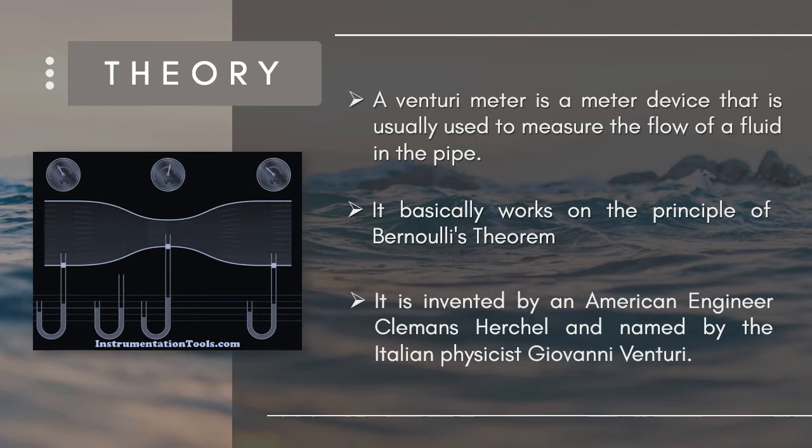The Venturi meter was invented by an American engineer, Clemens Herschel, and named by the Italian physicist Giovanni Venturi. By observing the effect of constricted channels on fluid flow, he designed an instrument with a narrow throat in the middle. Fluid passing through the tube speeds up as it enters the throat, where the pressure drops.